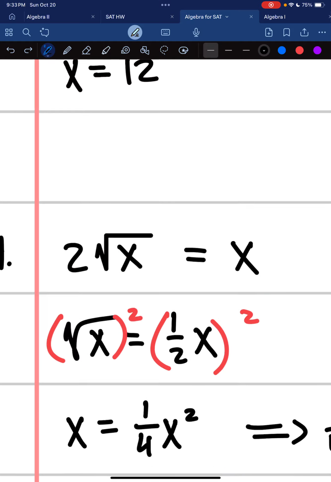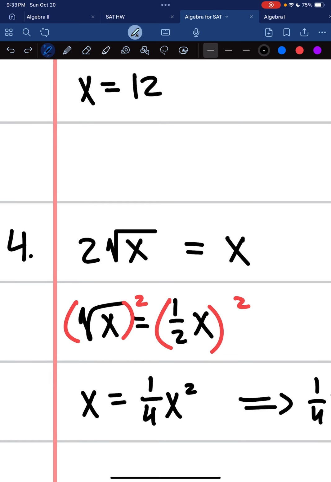And I can go back and plug them into this. So if I plug in, let's say x equals 0, then I get 2 times root 0 equals 0, which is true, because the square root of 0 is just 0.